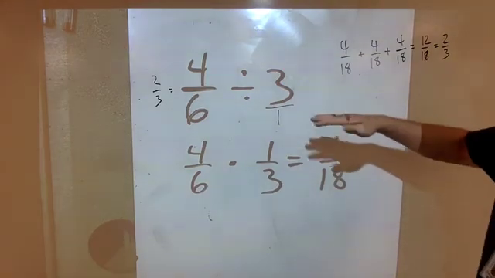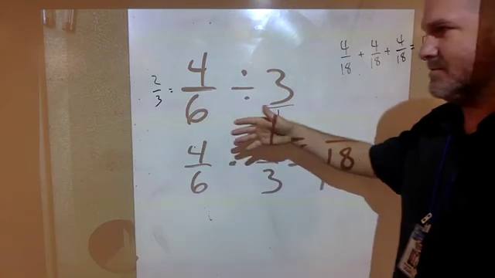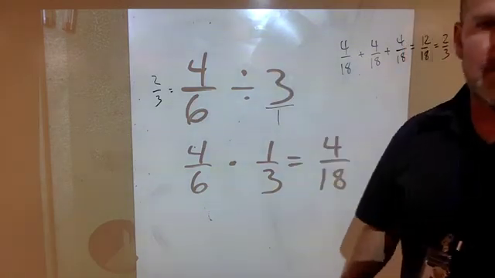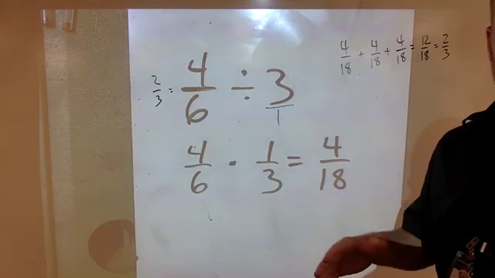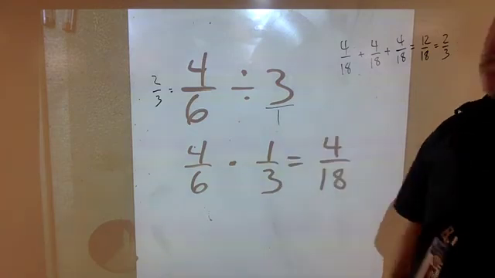Okay, so that's how you divide a fraction. If you want to divide a fraction by 5, then you would multiply it by 1/5. You always turn a division problem with fractions into a multiplication problem by flipping the second number.